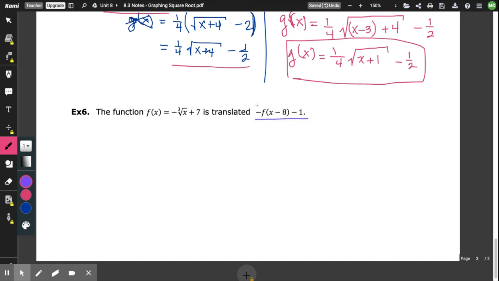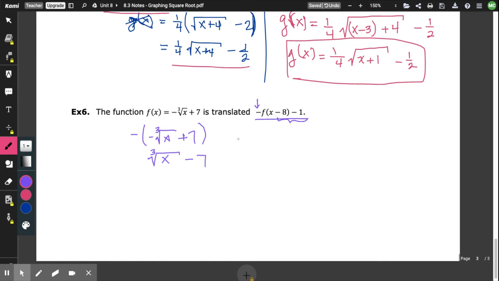So in order to make that happen, I have to do these transformations in order. The reflection has to happen before I do any of the translations. So I'm going to apply that negative to the entire function first. So once again, I'm going to distribute that negative, so that would give me a third root of x, and then that would make that minus 7.